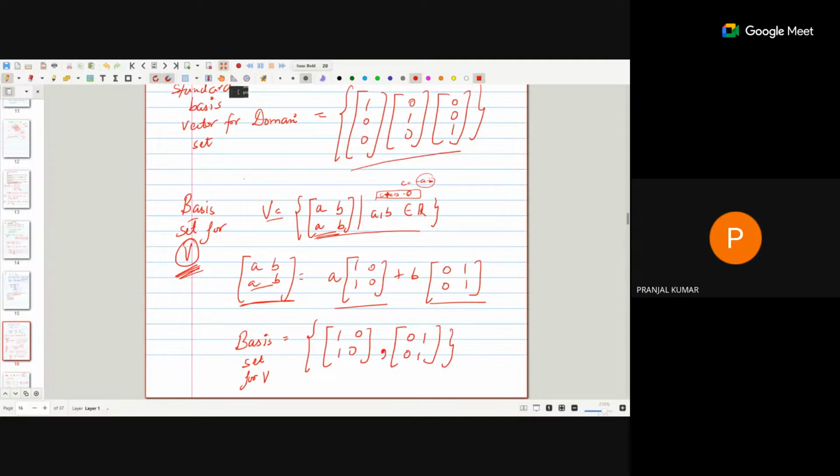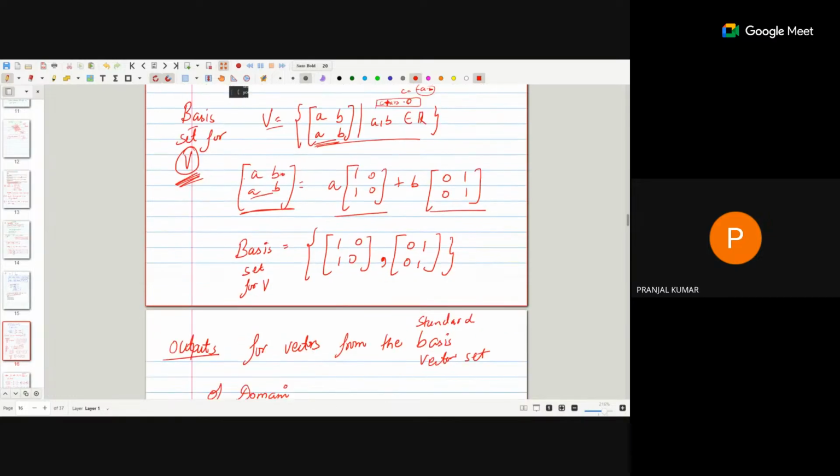So this is A, A, B, B. Wherever A is present, I write 1, and where there is no A, I write 0. If there was a plus A, I would have written 1, but there is no plus A, so I have written 0. So 1 1 0 0 plus, and similarly for B: here there is no B, so 0 0, and there is B, so 1 1. That's how we write that. Now these two are your bases.